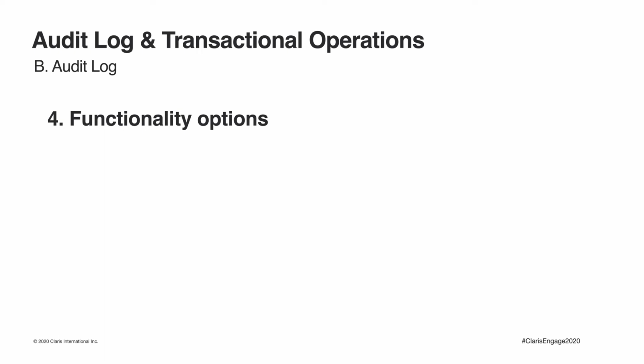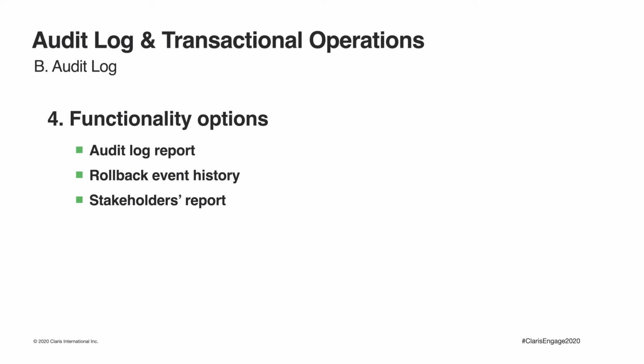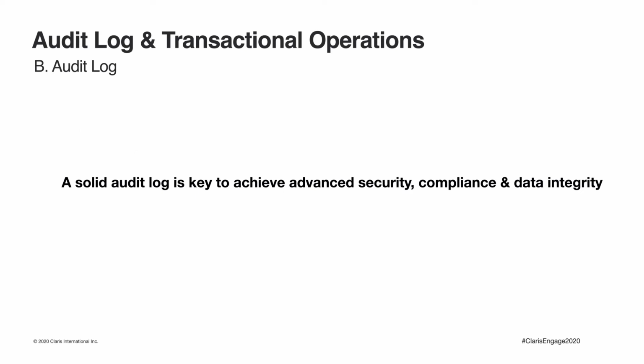Functionality options. A developer should obtain the requirements of the audit log functionality after appropriately assessing the case. Most frequent functionality options are audit log report, rollback event history, stakeholder report, and critical information for the developer. A solid audit log is key to achieve advanced security, compliance, and data integrity. It also builds trust towards the stakeholders and their scope of interest.